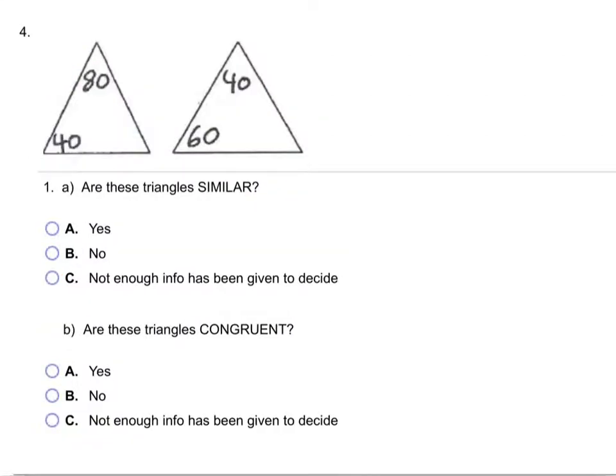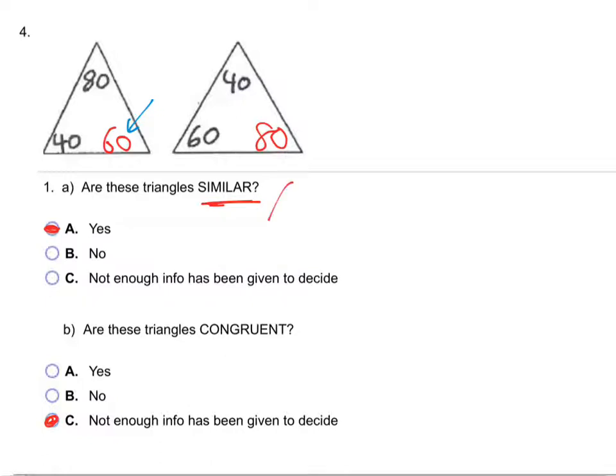Number 4. Try that. Okay, so how are we doing? What's the missing angle here? 60? Got to be 60 to make 180. Missing angle here is 80. So are they similar? Are they congruent? Yeah, not enough information. Makes sense?